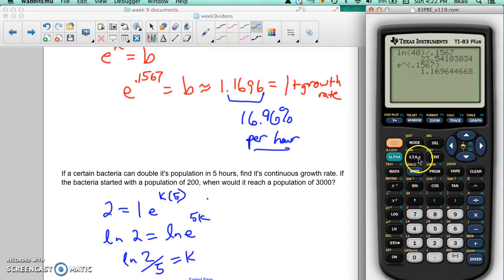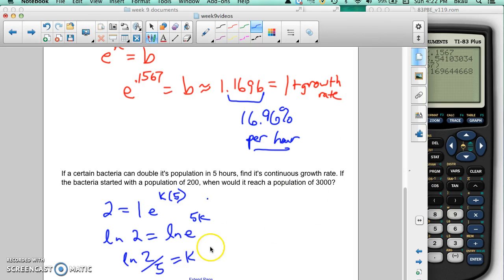Now, so what I'm saying here is if we have a doubling problem, I think it's going to be ln of 2, always it's going to be ln of 2 divided by your time to get your k value. It's always going to work out that way to get your doubling thing. This has to be 2 because it's doubling. So your doubling rate would be found that way.